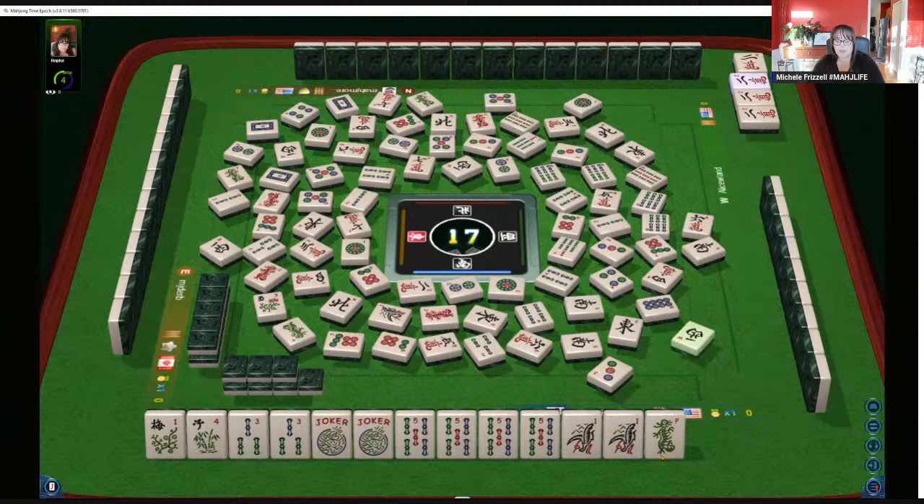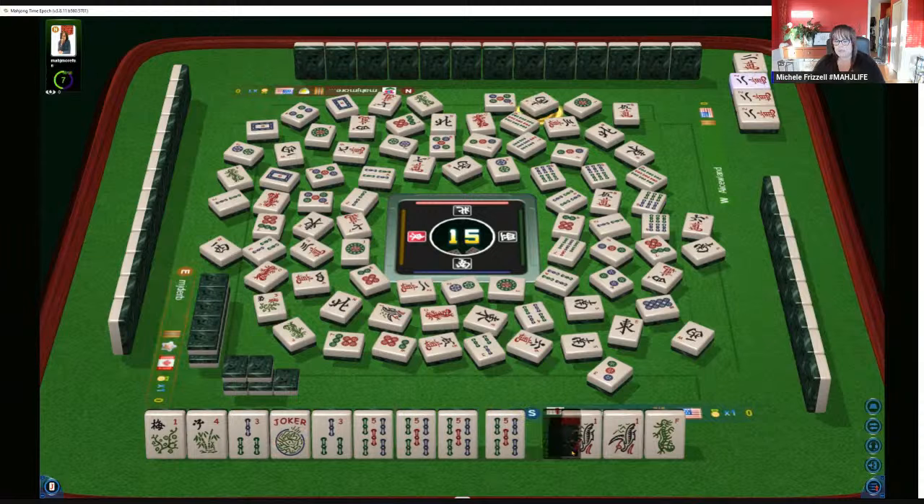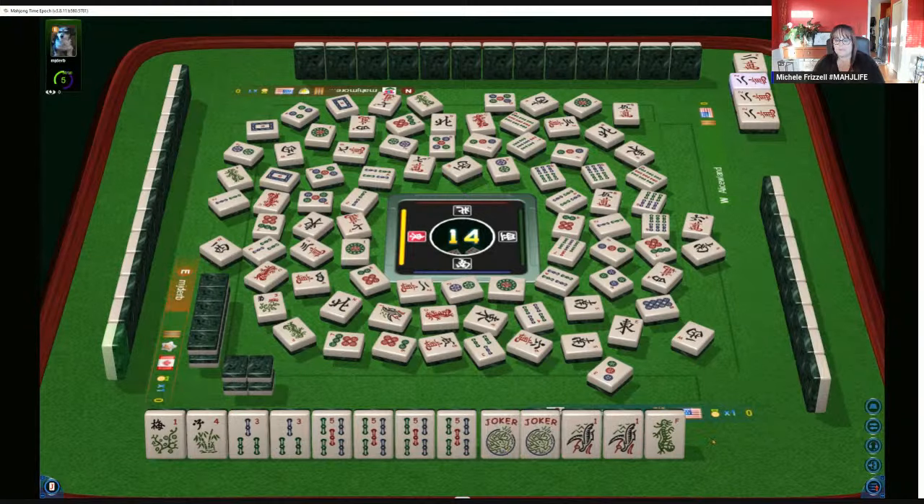We might as well throw that. West wind. Nobody wants the one bams. Nobody wants the green dragon. We would need to dedicate both jokers to the threes, and then we would need four more jokers, which is not going to happen. South wind. So we fold, basically. There's no way we can win. Two bamboos.